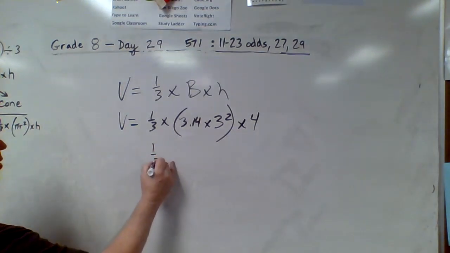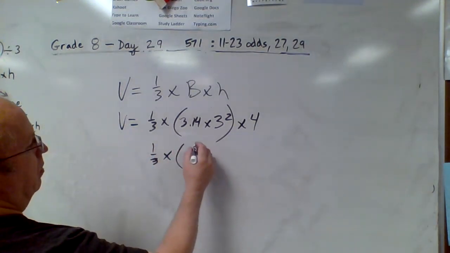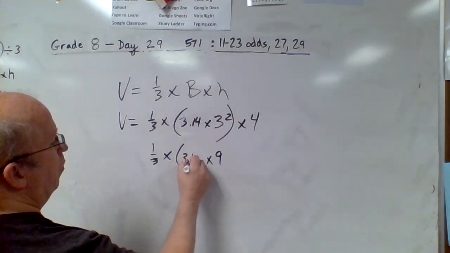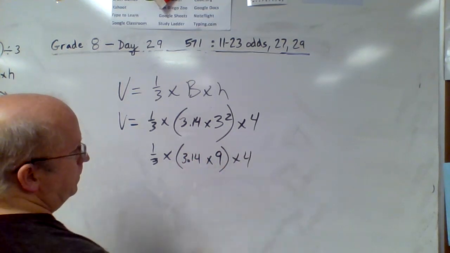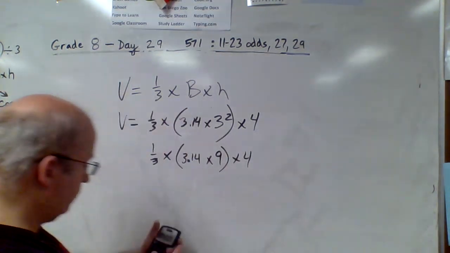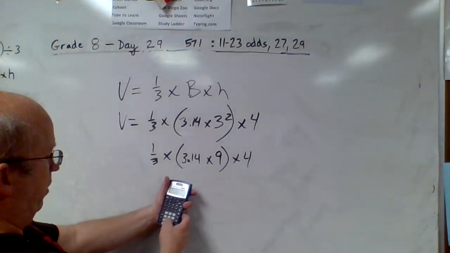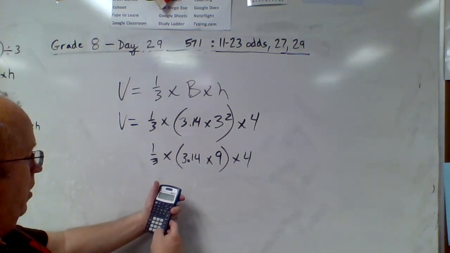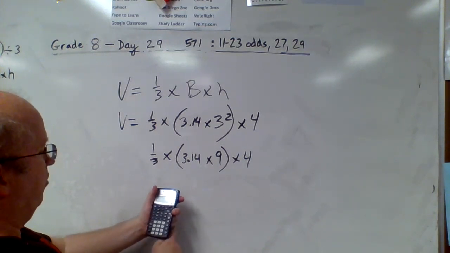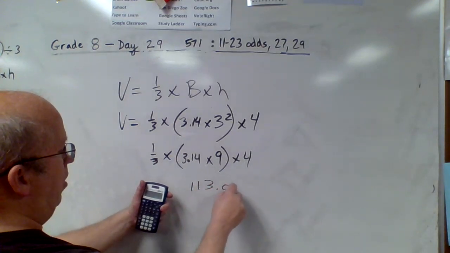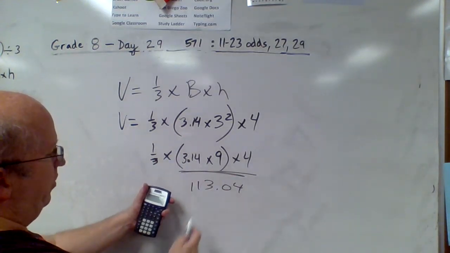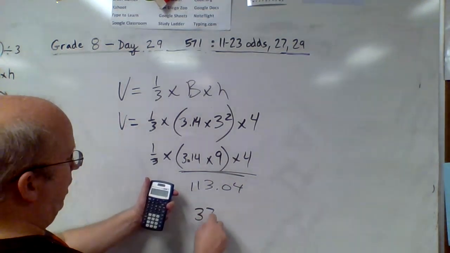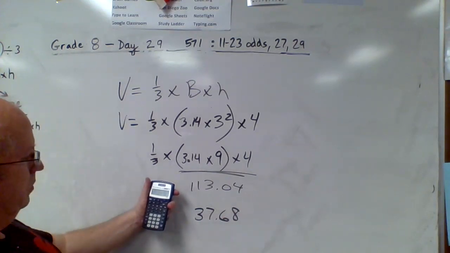So we got 1/3 times, oh wait, what part of this do we do first? We do the 3 squared first, right? Times 3.14 times 9 times 4. Okay? This time I'm going to grab a calculator, clear it off, and take the 3.14 times the 9 times the 4. That gives me 113.04. I just multiplied these numbers together, got that. And I'm going to take that and divide by 3. And when I divide by 3, I get this number.